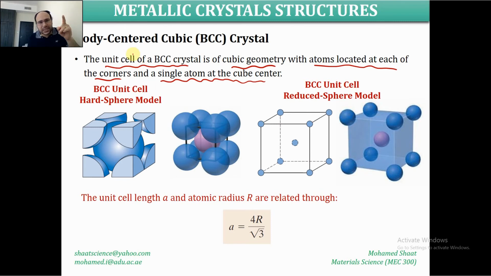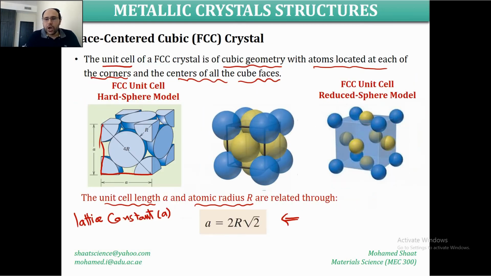This is the body center. Body center means that there is an atom located at the center of that body, at the center of this box, at the center of this cube. That's why we got the name body center cubic, because there is cubic geometry and there are other atoms located at the corners. If you compare this arrangement, the difference is how we arrange atoms. In the FCC crystal structure, at every corner there is one atom, but the difference is that at the center of every face there is also an atom.